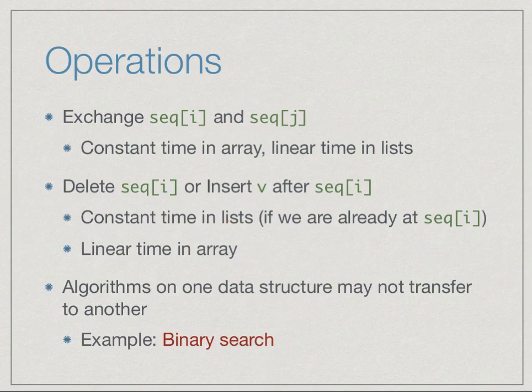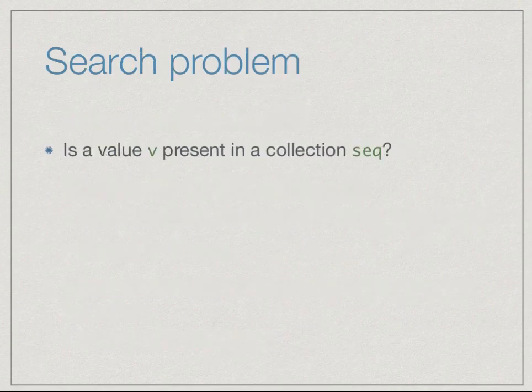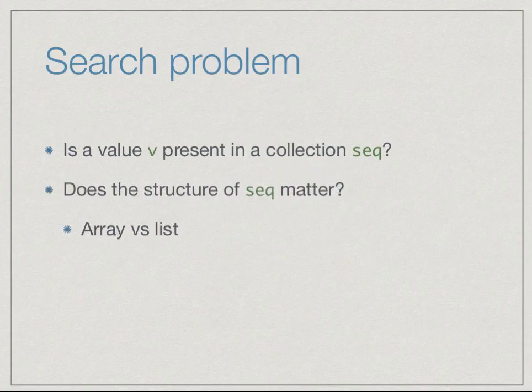So to illustrate this, let us look at something which you are probably familiar with, at least informally, called binary search. The problem we are interested in is to find out whether a value v is present in a collection, or we can even call it a sequence to be more precise, which we call SEQ. So we have a sequence of values, and we want to check whether a given value is there or not. For instance, we might be looking at the list of roll numbers of people who have been selected for a program. We want to check whether our roll number is there or not.